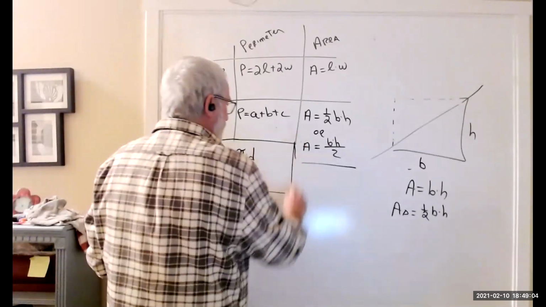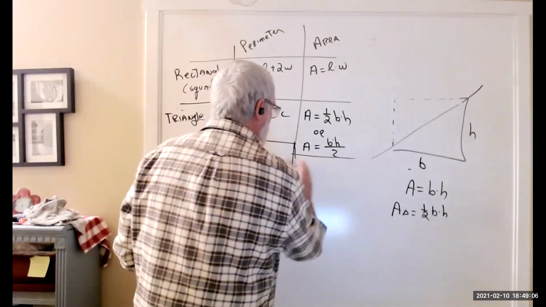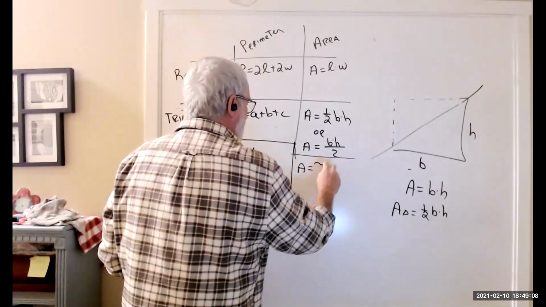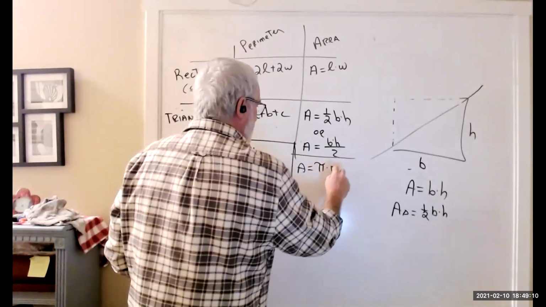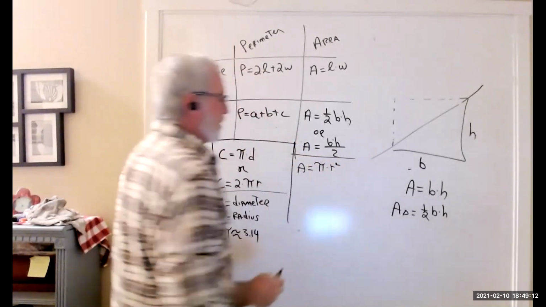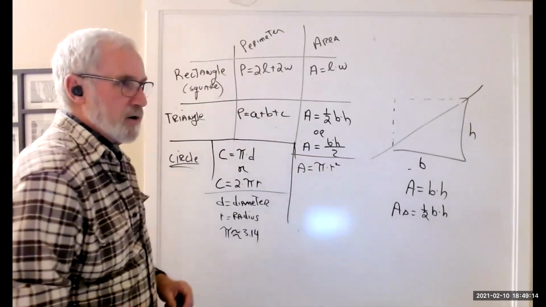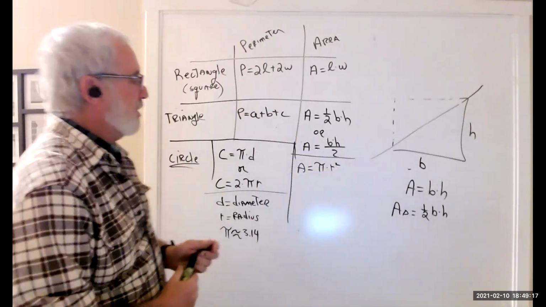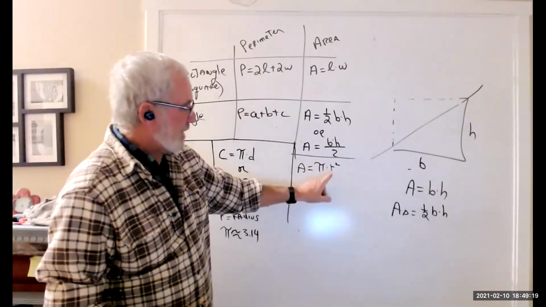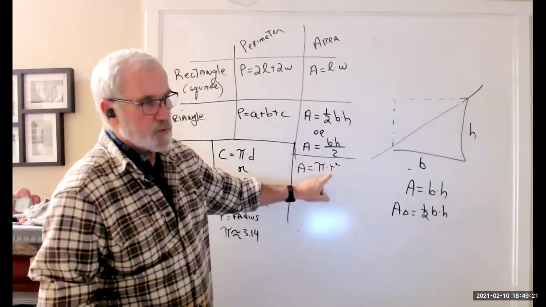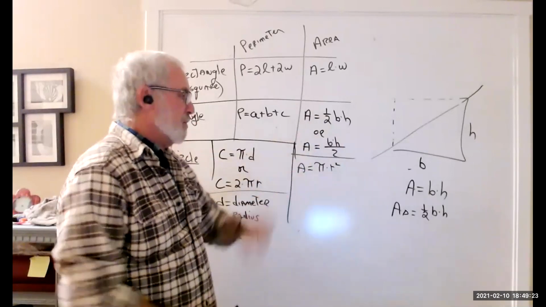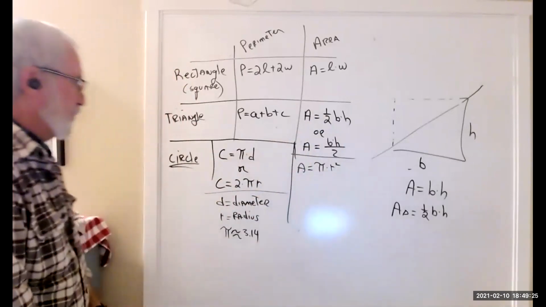The area of a circle is pi times the radius squared. Pi r squared. And again, to calculate it, your Aunt Sally comes in, your PEMDAS, you have to do the radius squared first, then multiply it by pi.